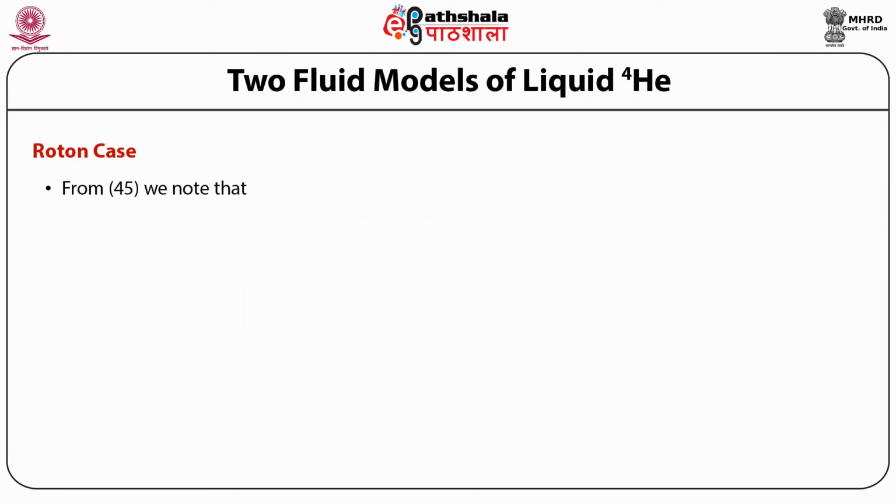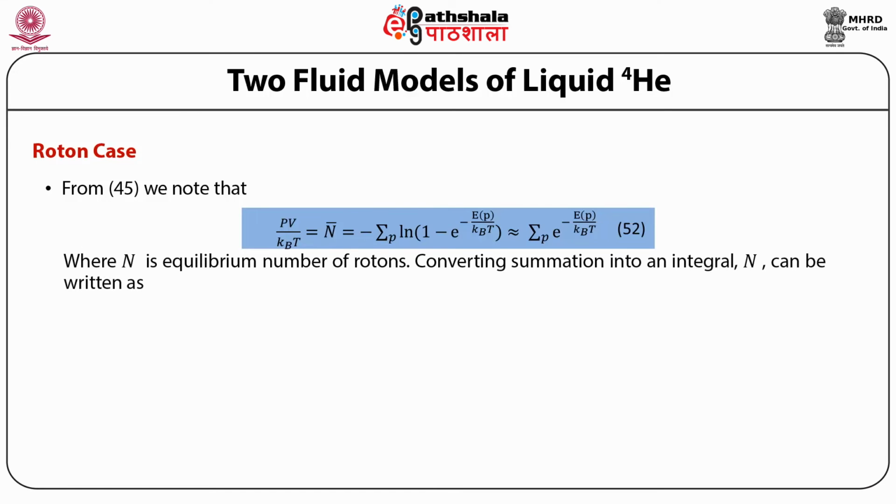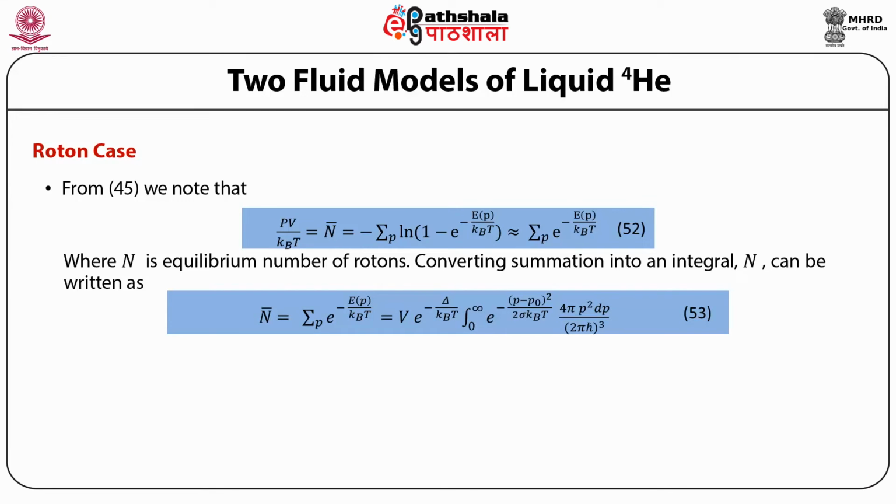From equation 45 we note that PV upon k_B T, which is equal to the average value of the number of particles, that is the equilibrium number of rotons, is equal to minus summation over p of log of 1 minus e raised to power minus E_p upon k_B T, which is approximately equal to summation over p of e raised to power minus E_p upon k_B T. Converting summation into an integral, the average number of particles n can be written as n average equal to summation over p of e raised to power minus E_p upon k_B T, which is equal to V e raised to power minus delta upon k_B T, integral from 0 to infinity of e raised to power minus (p minus p naught) whole square upon 2 sigma k_B T multiplied by 4 pi p square dp upon (2 pi h bar) whole cube.